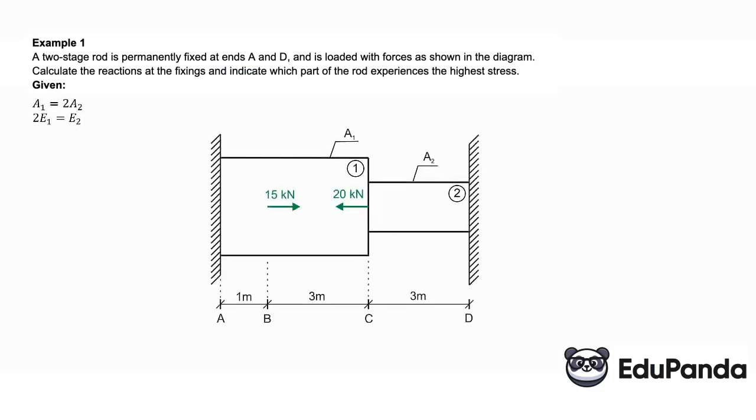Welcome. Example 1. A 2-step rod has been permanently fixed at ends A and D and is loaded with forces as shown in the diagram. Calculate the reactions at the fixings and indicate where the largest stresses occur in the rod. We have the ratio of the cross-sectional areas of parts AC and CD. Area A1 is twice as large as area A2, and we have the ratio of Young's moduli of these 2 parts of the rod.